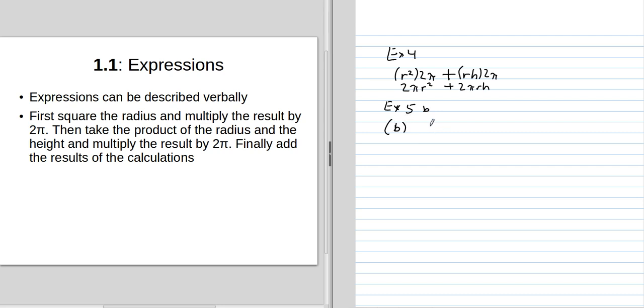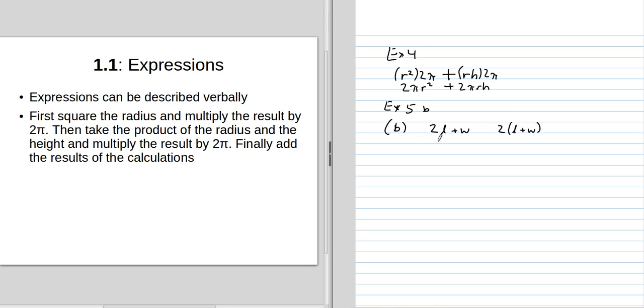we have 2, and I'm going to write my l a little different than the book, l plus w. Why did I write my l that way? I don't want it to be confused with the number 1. And the other version of this expression is 2 parenthesis l plus w.